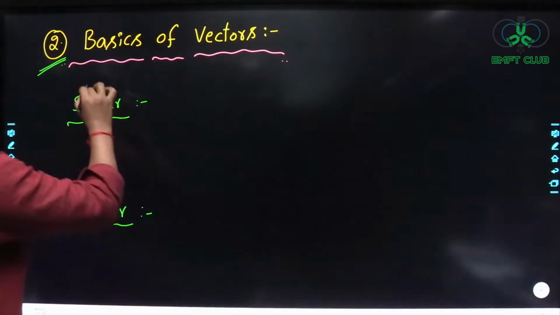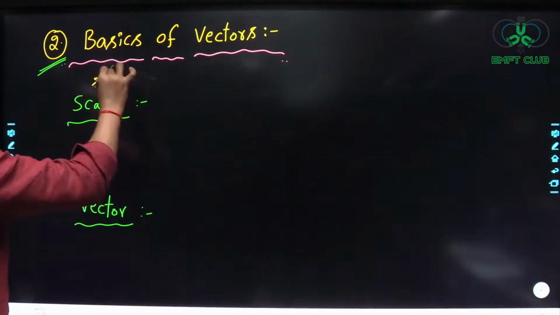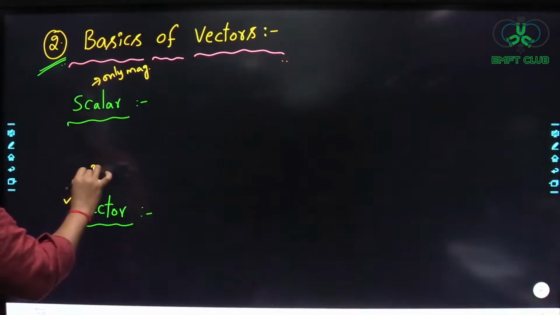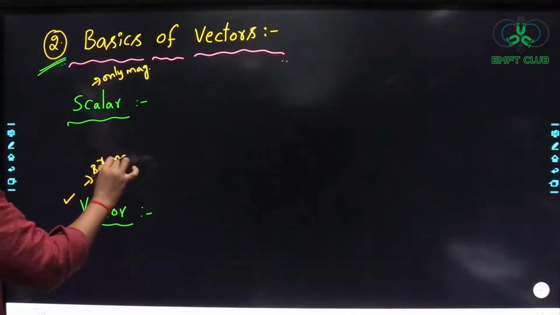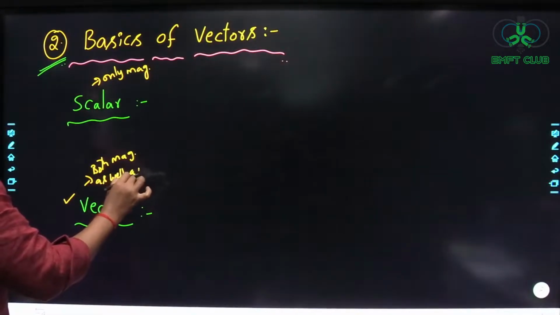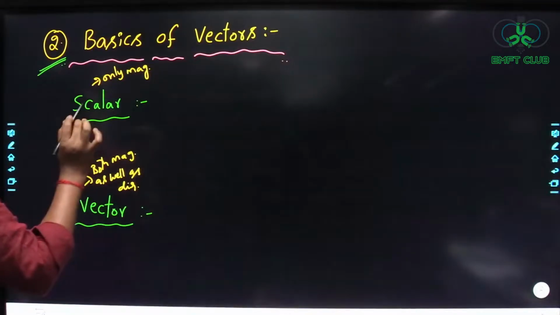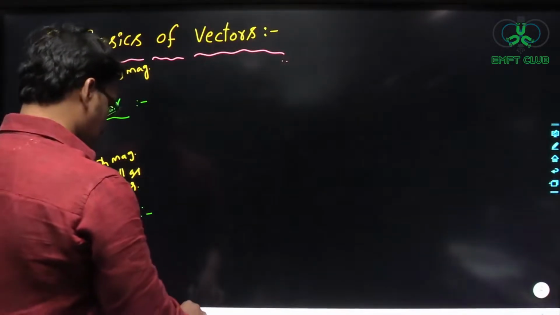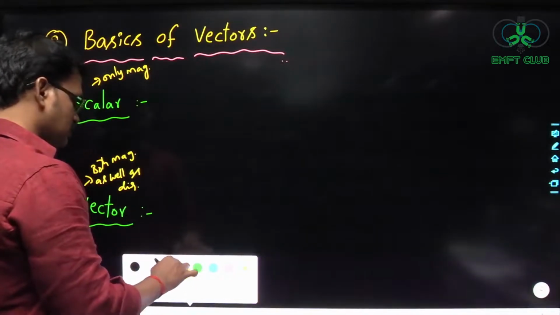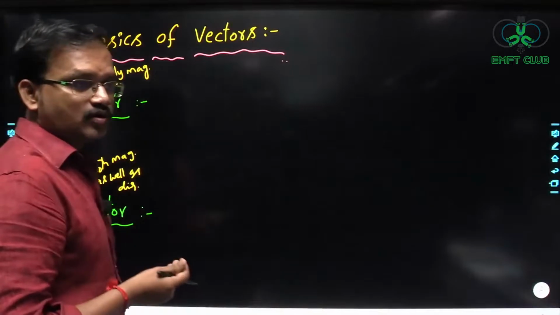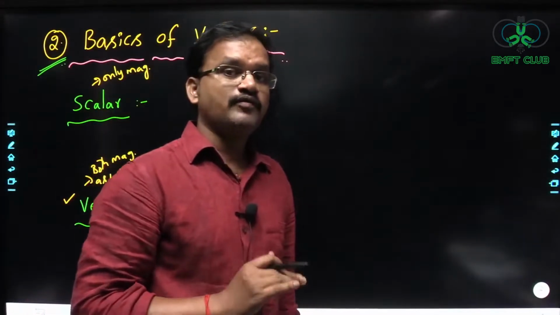So a scalar is going to have only magnitude, and a vector is going to have both magnitude as well as direction. We know these definitions. Now I am going to give you some examples for scalar quantities and some examples for vector quantities.